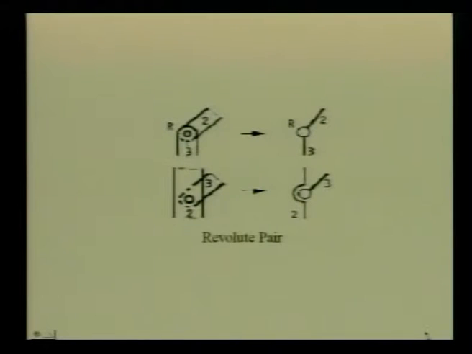The next slide shows how we represent a revolute pair in a kinematic diagram. Suppose link number 2 and link number 3 are connected by a revolute pair. In the kinematic diagram, link 2 represented by this line and link 3 represented by this line are connected by a revolute pair. The revolute pair is represented by a small circle, and the center of the circle denotes the axis of the revolute pair. For example, if the actual construction looks like this, the kinematic diagram will be as shown in this. The link 2 which extends beyond the revolute pair as seen here is represented by this line diagram.